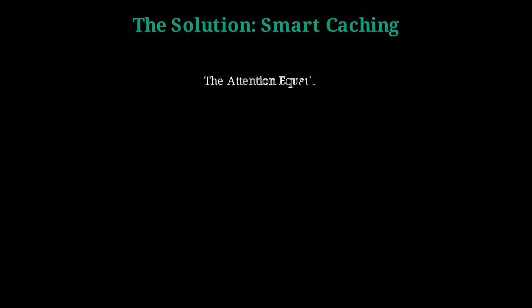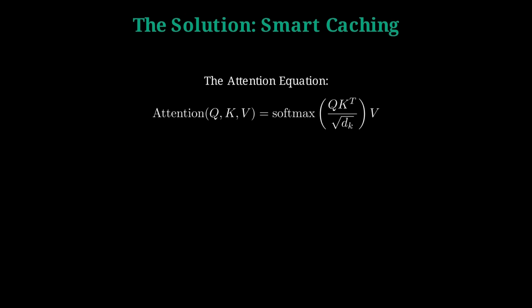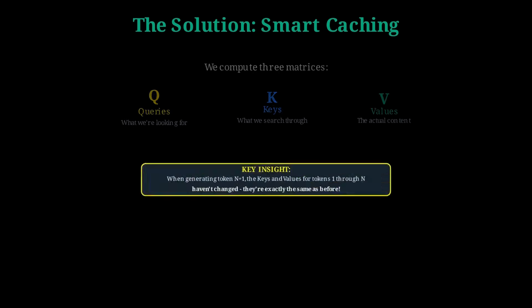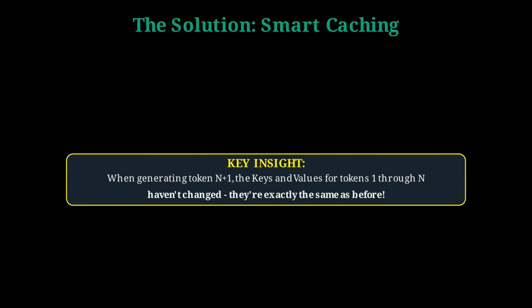Here's the solution. Let's look at the attention equation. Attention equals softmax of Q times K transpose, all multiplied by V. We compute 3 matrices: queries, what we're looking for; keys, what we search through; values, the actual content. When generating token n plus 1, the keys and values for tokens 1 through n haven't changed. They're exactly the same as before.